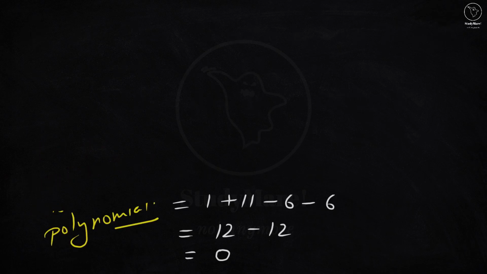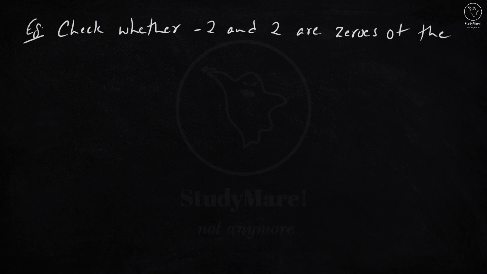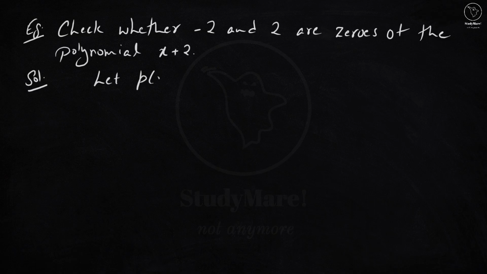Now let's quickly jump over to our next example. Check whether minus 2 and 2 are zeros of the polynomial x plus 2. So the solution would be, let p(x) is equal to x plus 2. Now, in order to find the value of p of minus 2, we have to substitute the value of x as minus 2. Therefore, p of minus 2 is equal to minus 2 plus 2, which is equal to 0.